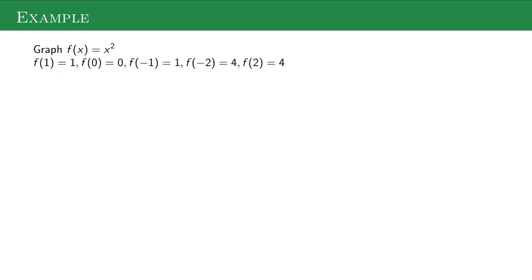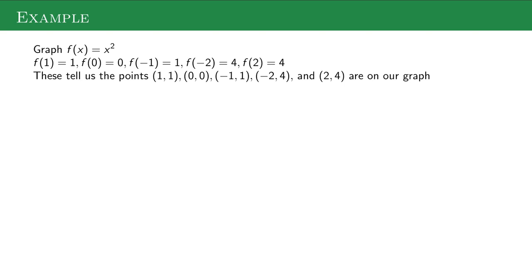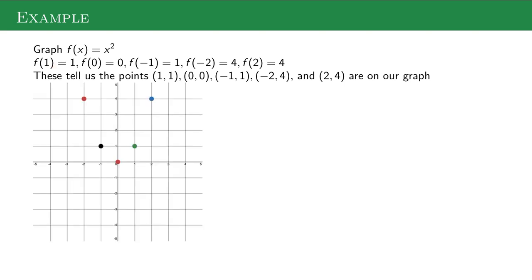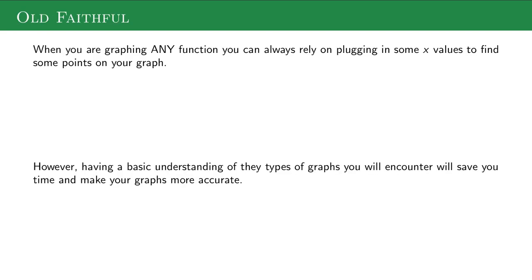This gives me a bunch of points on my graph, x, y. If I put all those on, 0, 0, 1, 1, 2, 4, and so on, I get this shape. And you just connect them in a way that makes sense, and a way that makes sense is connecting them like that. This is the basics of graphing. You can always just plug in values and get numbers out, and those give you a bunch of different points on your graph. You can do this when graphing any function.